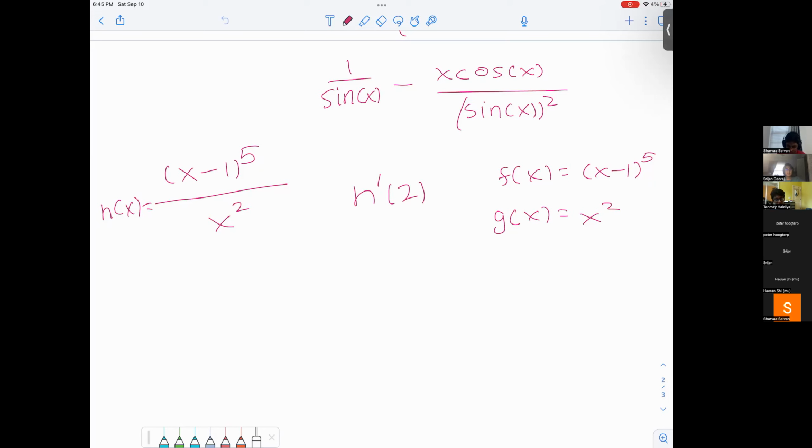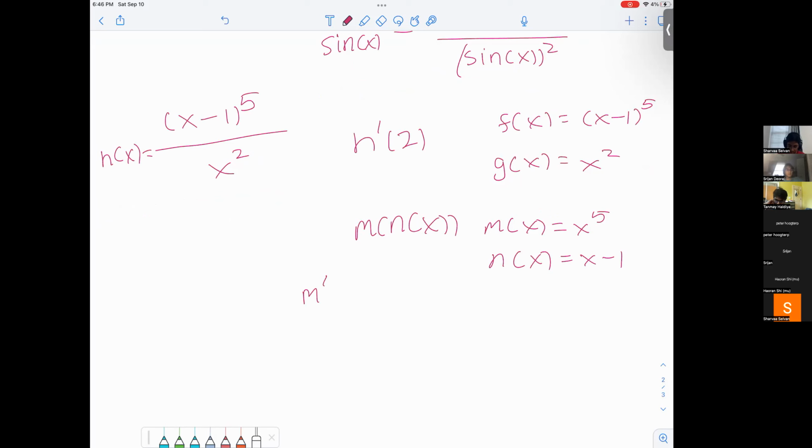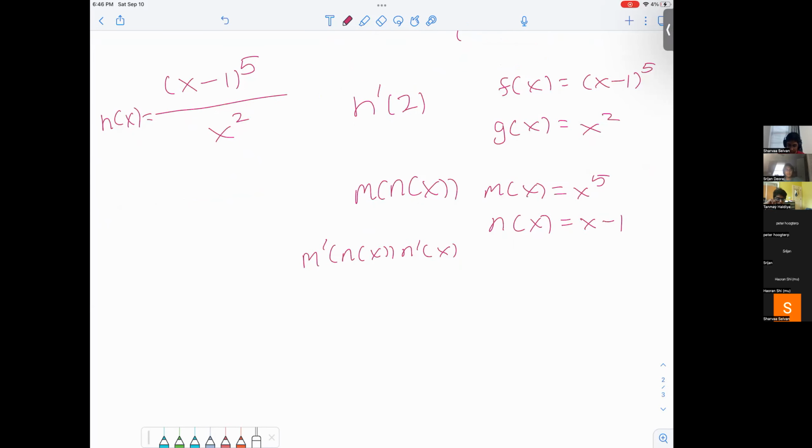two functions. We'll write it as m of n of x, where m of x is equal to x to the 5th, and n of x is equal to x minus 1. Remember what we said, the derivative of this is m prime of n of x times n prime of x using the chain rule. M prime of x is 5x to the 4th. Remember the power rule, you bring the 5 down and you get 5x to the 5 minus 1, which equals 5x to the 4th. So then m prime of n of x is 5 times x minus 1 to the 4th, right? Remember n of x is x minus 1, so 5 times x minus 1 all to the power 4 times n prime of x.